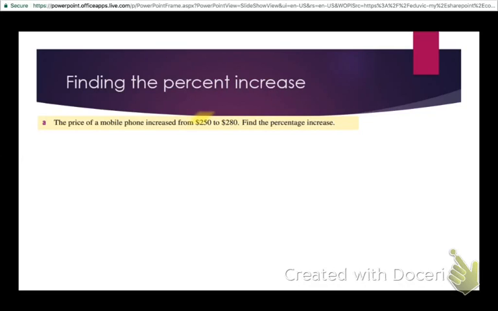$250 and $280. We want to know what the percentage markup is from the original price, so $250, to the new price of $280. So to do that, we're looking at a difference. So difference, we should be thinking subtraction.